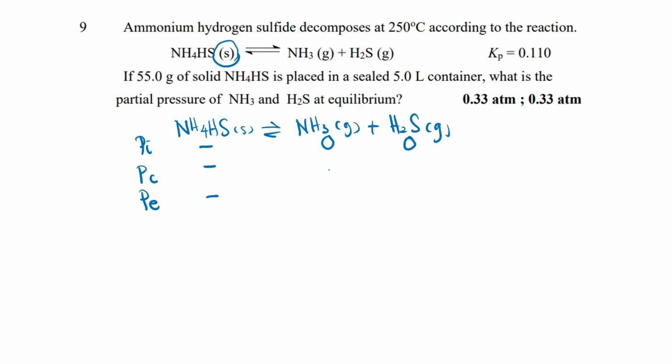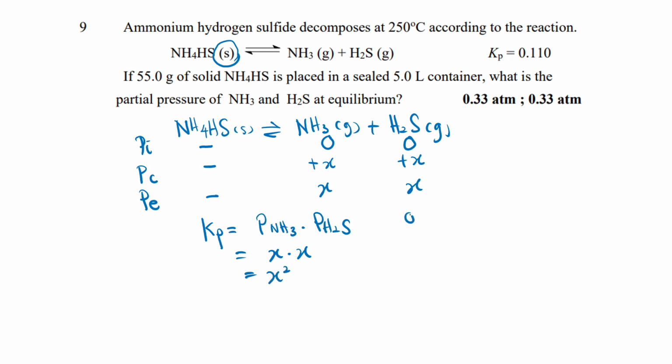Alright, so the change is positive x, plus x. So 0 plus x is equal to x, x. So Kp is equal to partial pressure NH3 times partial pressure H2S, which is equal to x times x, or x square. So Kp given is 0.11, so 0.11 equal to x square.